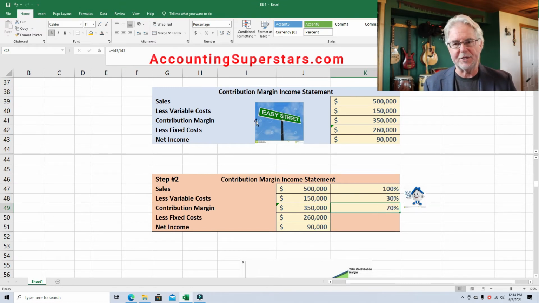And of course, if you wanted to do it the hard way, you could take 350,000 divided by 500,000. You'll get the same answer. Either way, same answer. Now, sometimes if you do it different ways, you might get a little bit of rounding going on here, little rounding errors.